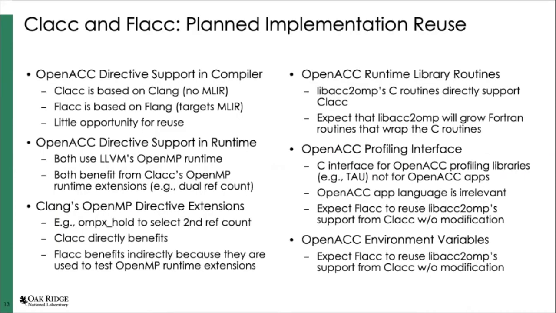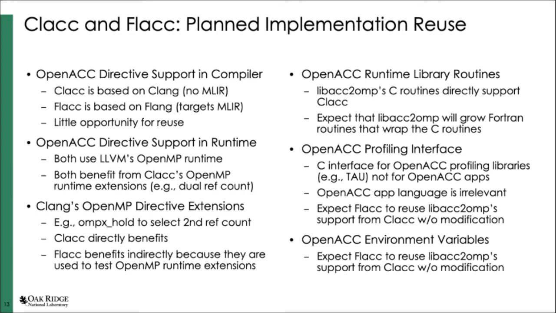Finally, I want to briefly discuss the planned implementation reuse between the Clacc and Flacc projects. First, let's look at the OpenACC directive support and the compiler frontend. Clacc's compiler frontend is based on Clang, which does not support MLIR, and as far as we know, might not ever support MLIR. Flacc's compiler frontend is based on Flang, which is designed to target MLIR. That is, the designs of these frontends are very different, so we made different design decisions for the corresponding OpenACC support, and we currently don't foresee many opportunities for reuse.